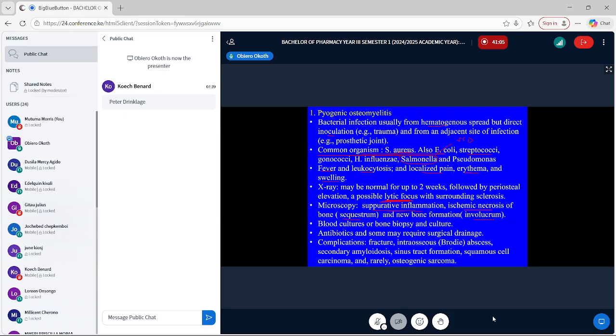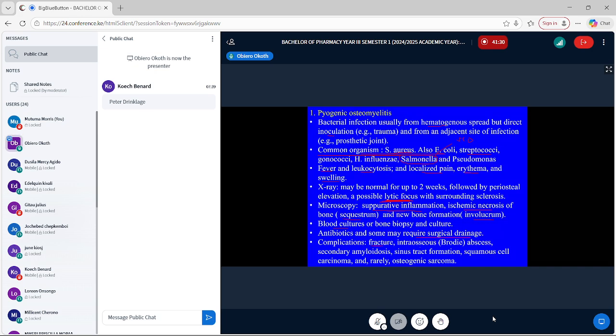Okay, for testing, you can do blood cultures if you're looking for hematogenous spread, or you can do a bone biopsy for the microscopy, and also a bone biopsy for the culture. Okay, the treatment here, normally we give antibiotics. Some may require surgical drainage, yes, if there's excess pus.